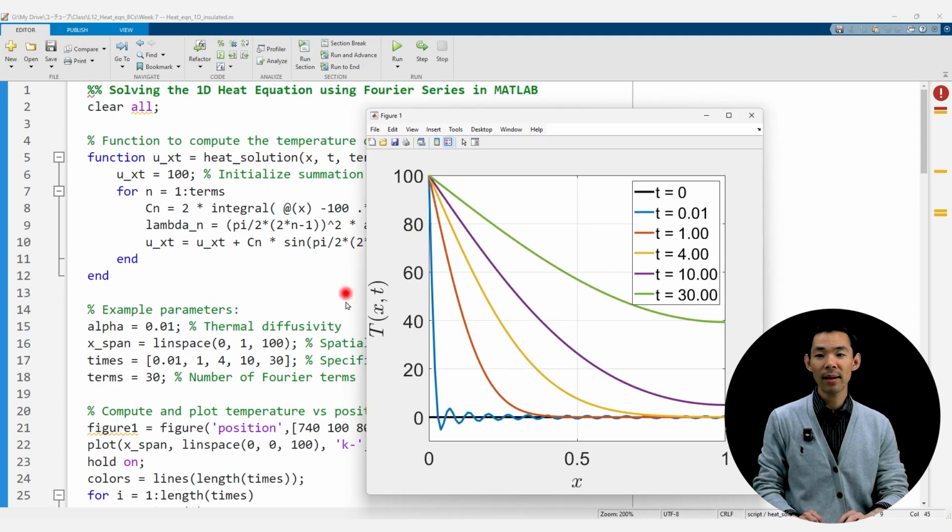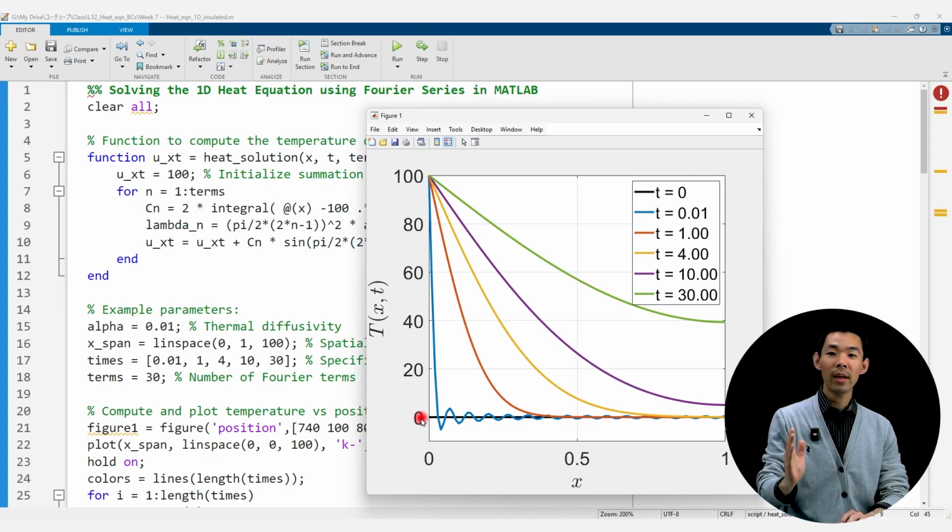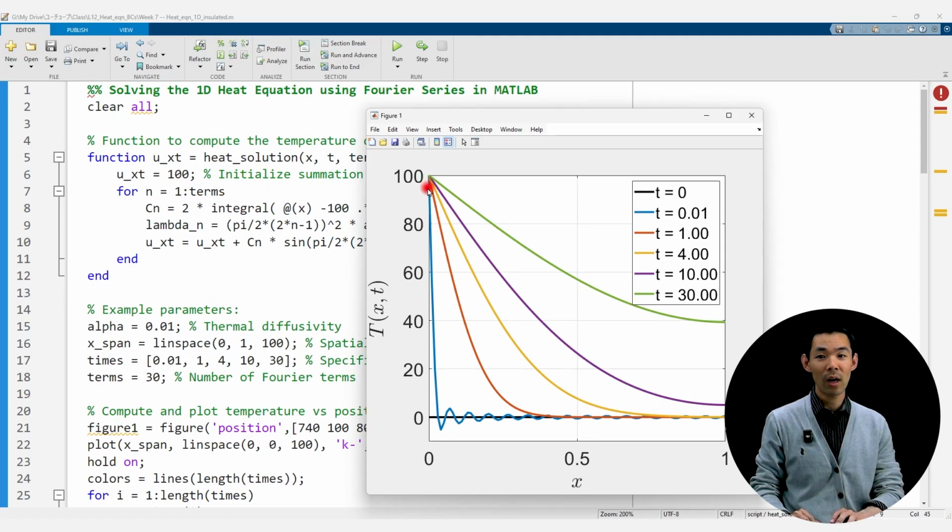So on the y-axis, I'm plotting the temperature, which varies with position and time. The x-axis is just the x position. The black line that runs all across at temperature of 0, that's the initial condition. It's initially 0 temperature all the way across. And at time t equal to 0, immediately the left-hand boundary jumps up to a temperature equal to T1, which is 100 in this particular case. And the blue curve is at 0.01 seconds.